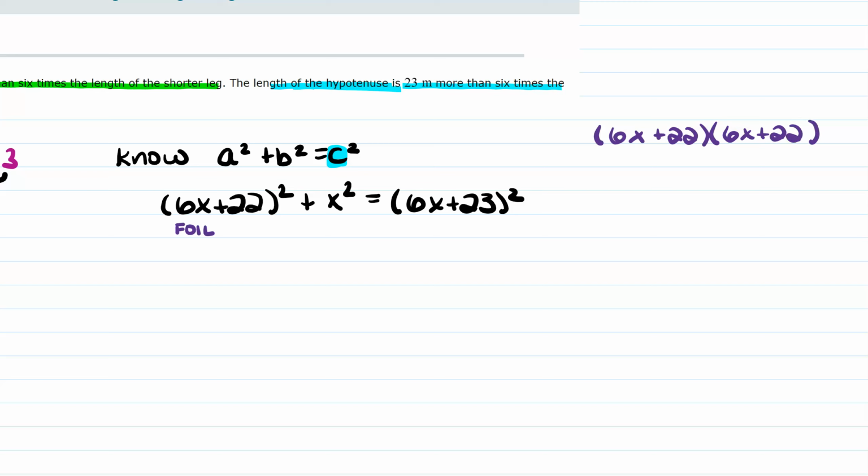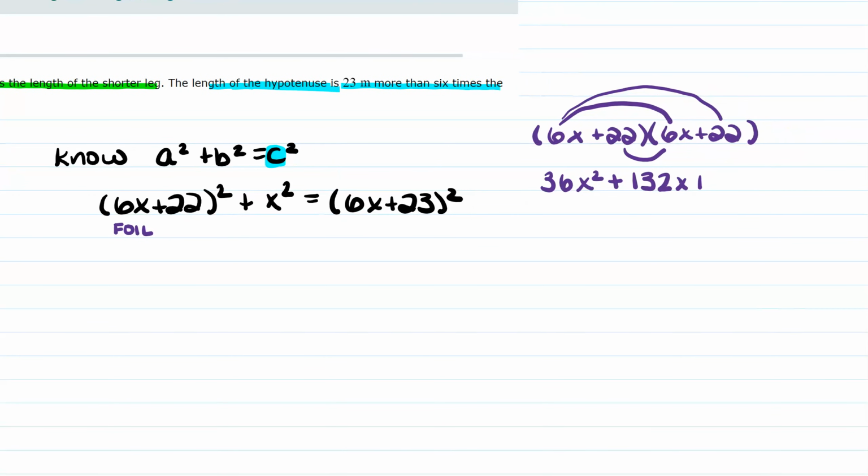Now there's a lot of ways to FOIL. You do first times first. So 6x times 6x is 36x squared. And then O is for outer. So 6x times 22 makes positive 132x. And then inners, 22 times 6x should also be another 132x. And then 22 times 22, I think that's 484.